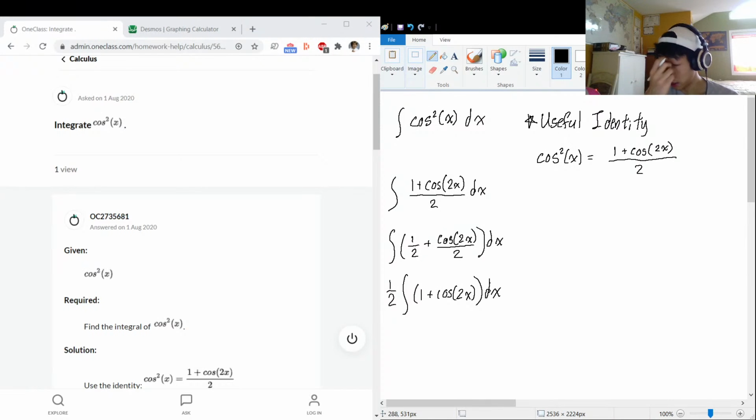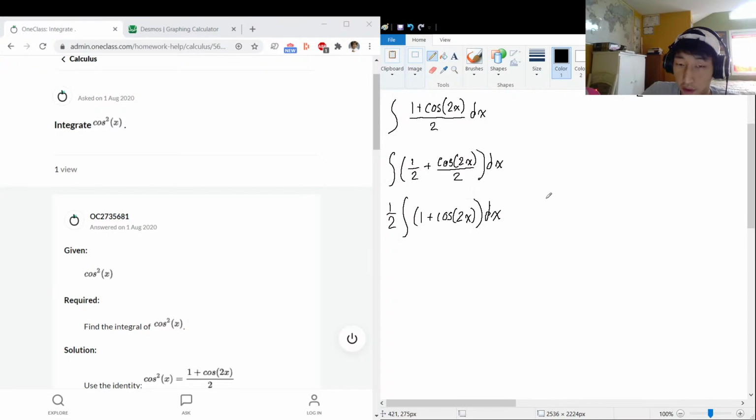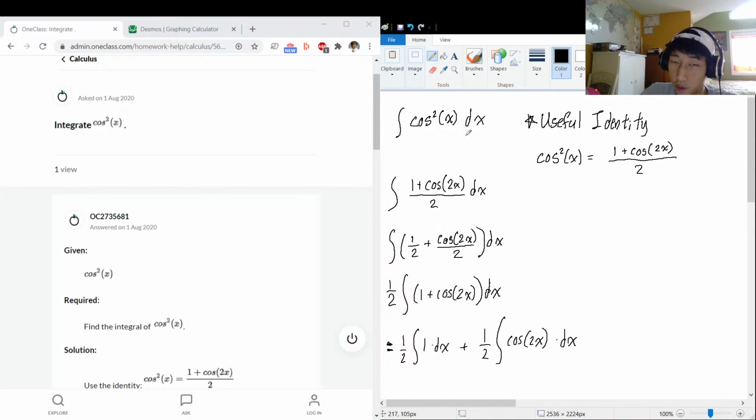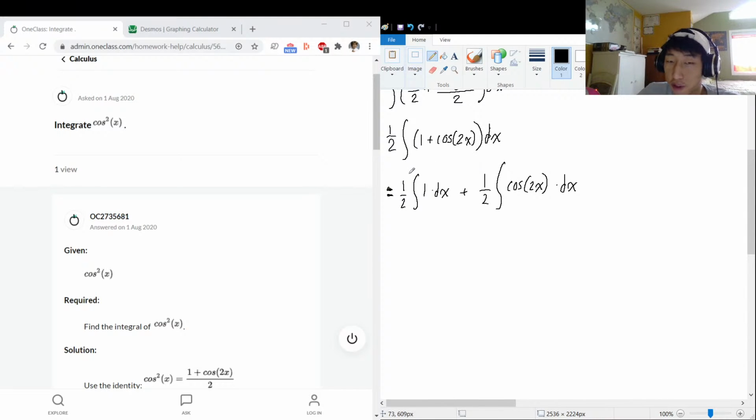Okay, cool. We know that a nice rule with integrals is that if you are taking the integral of something added with another thing, that is really the same as taking the integral of them individually and then adding them together. So we can further rewrite this as 1/2 the integral of 1 dx plus 1/2 of the integral of cos 2x with respect to x. Okay, nice. Now, this should not feel as difficult as it did before when it was just cos squared of x.